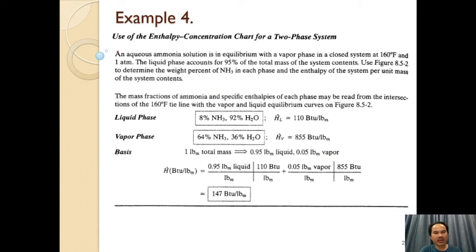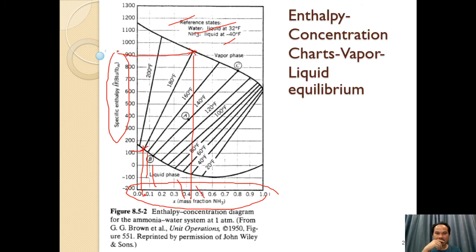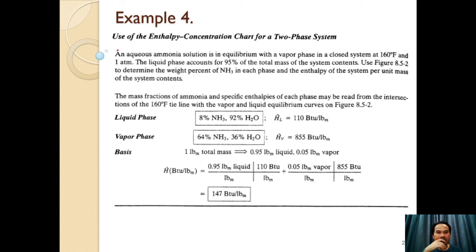An aqueous ammonia solution in equilibrium with its vapor phase is in a closed system at 160 Fahrenheit, 1 atm. The liquid phase contains 90% of the total mass of the system. From this figure, determine the weight percent ammonia in each phase and the enthalpy of the system per unit mass of the system. The mass fraction of ammonia in each phase may be read from this table.